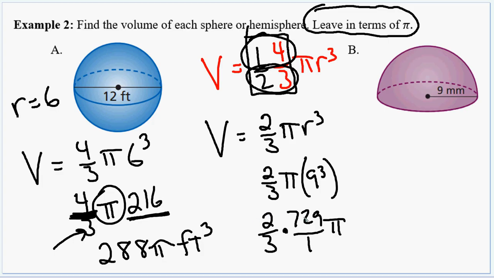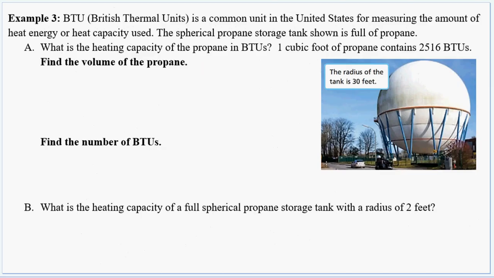So I would punch in my calculator 2 times 729. I would divide that by 3, and that turns out to be 486 pi. Units are millimeters, so our volume is millimeters cubed. That wasn't too bad. Now let's look at this one.